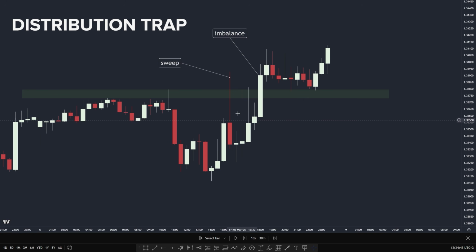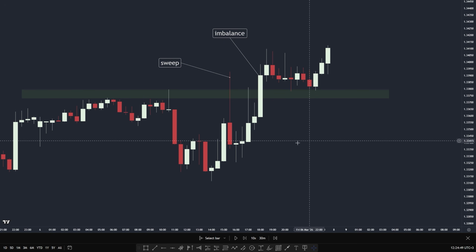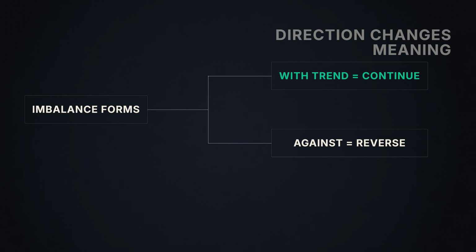If the imbalance fires against the prior sweep, it's a distribution trap. Pass it. Imbalance in trend direction is continuation. Against the trend, it does the exact opposite.